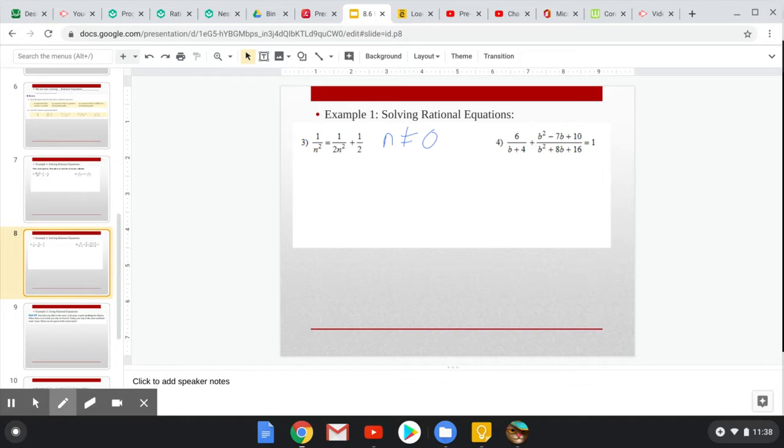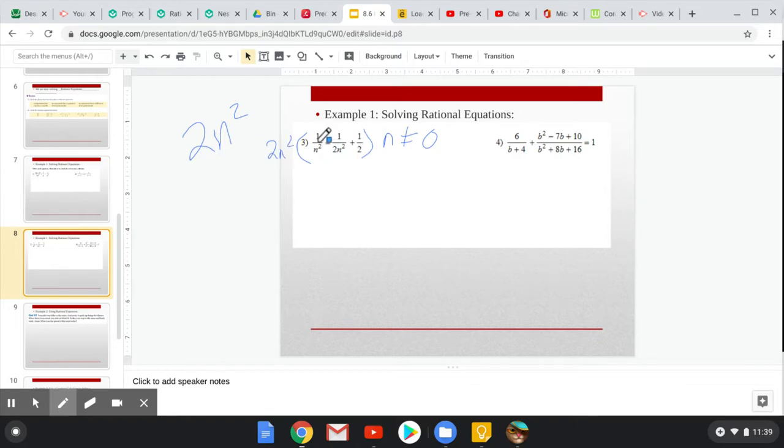All right, the next step is to figure out what our common denominator would be. So we have to have a 2 in it, and we also have to have an n squared. We have n squared here and n squared here, so we have to have an n squared in our denominator. And now we are going to multiply everything in the equation by that common denominator, so multiplying everything by 2n squared.